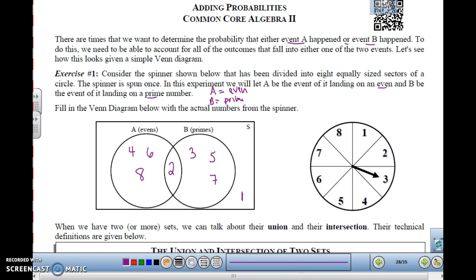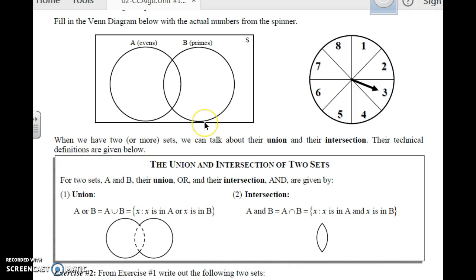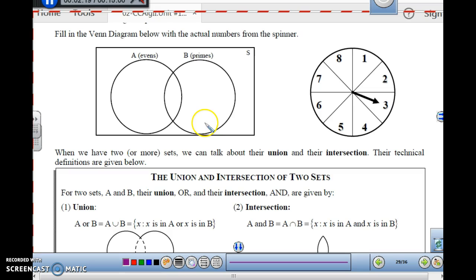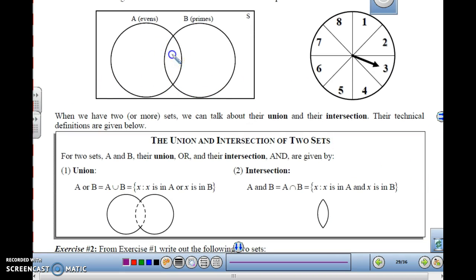All right, so when we have 2 or more sets, we can talk about their union and their intersection. So their technical definition is given below. All right, so let's use our sets and talk about union and intersection. So remember our sets, we had an overlap of 2. This was 4, 8, and 6, and this was 3, 5, 7, and then 1 was out here.